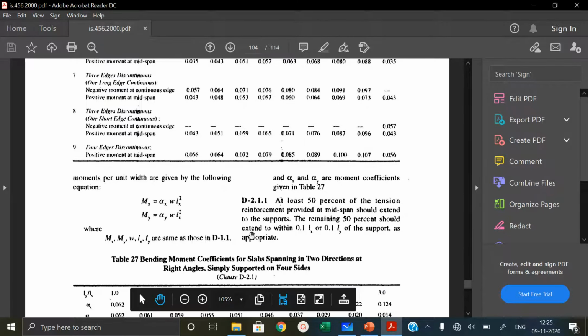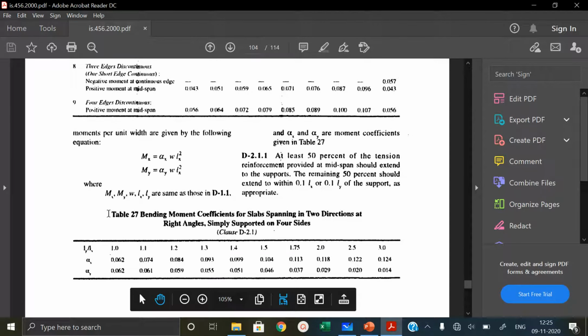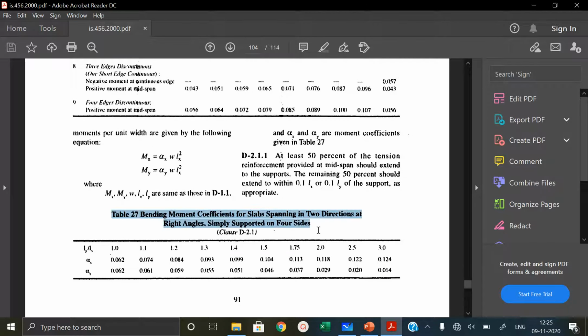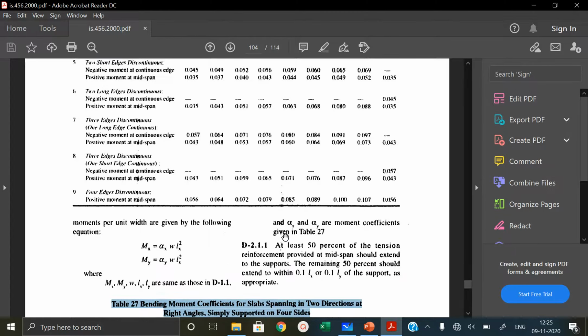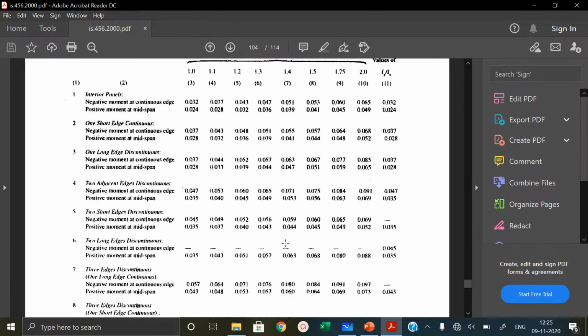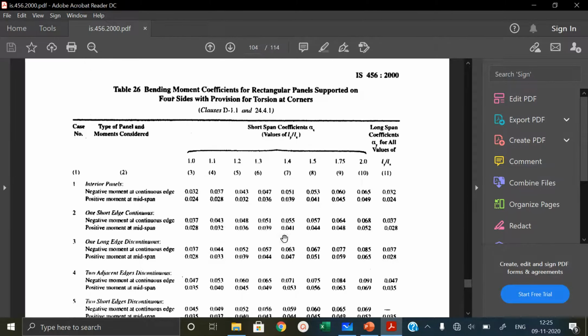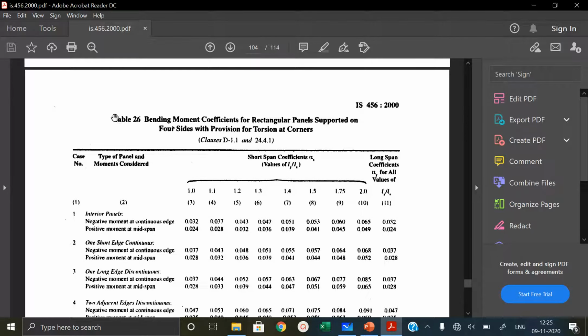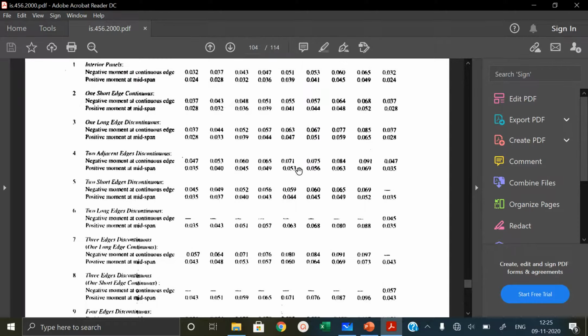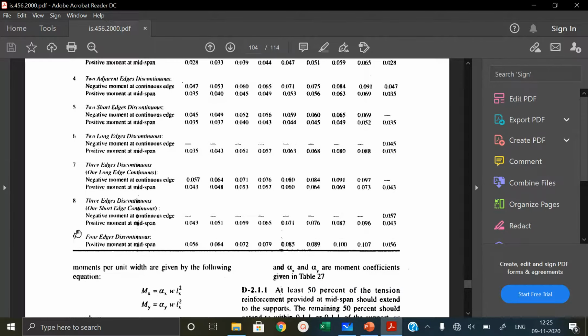In the last question we considered table number 27 because we haven't gone for providing torsional reinforcement. So when the corners are prevented from lifting up, that is when it is provided with torsional reinforcement, we should take table number 26. That is the difference first of all. So there we will take panel number 9. Since the question does not say which panel, we will assume this is simply supported on 4 edges with torsional reinforcement.